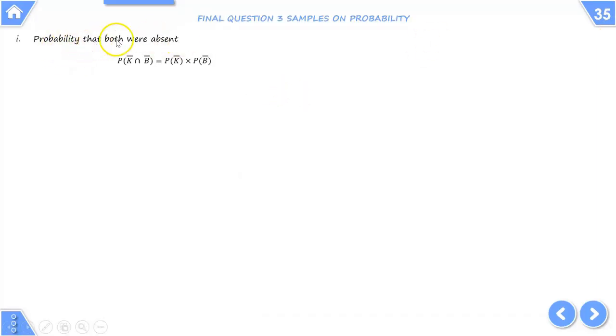So having that, we can actually have probability that both were absent. We are going to multiply their complements of being present. 4 out of 5 times 1 out of 4, and that gives us 1 out of 5.